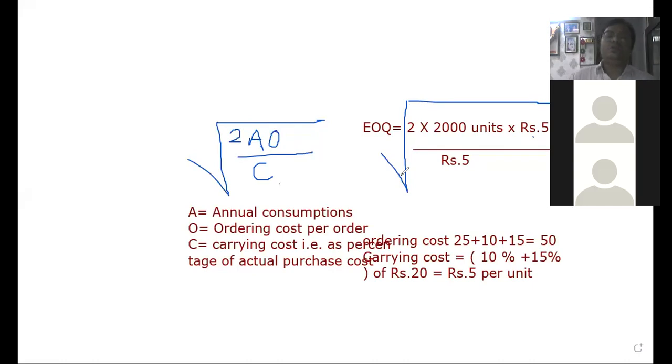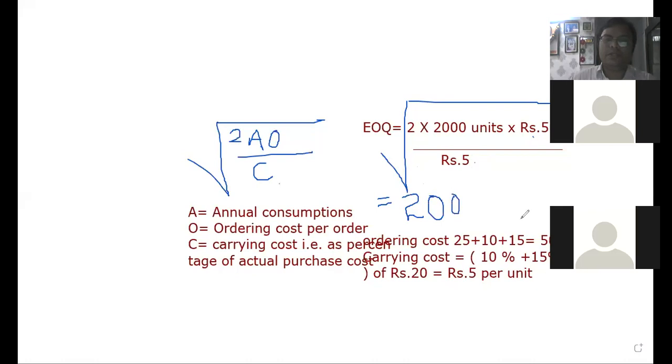Now you can draw it. So root of 2 into 2000 into 50 upon 5. How much does Q come to? 2 into 2000 into 50 divided by 5, in root. Post your answer in the chat box. It comes to 200 units. So your answer is 200 units.